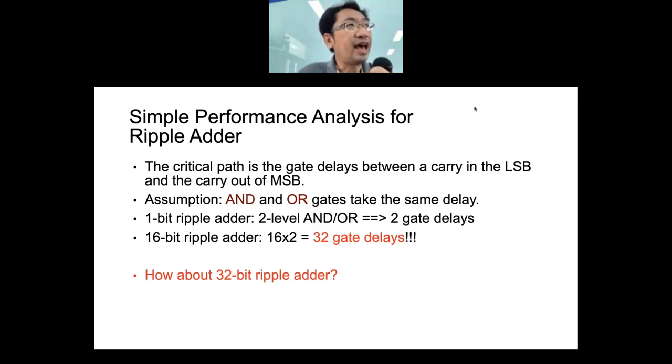Assume that we have the gate delay for the AND gate and OR gate the same amount, but in practice, you know that maybe the AND gate is a bit faster than the OR gate. You may notice that, but in this simple analysis, we assume that the AND gate and OR gate have the same amount of gate delay for simplicity. So in a 1-bit adder, we have 2-level AND-OR.